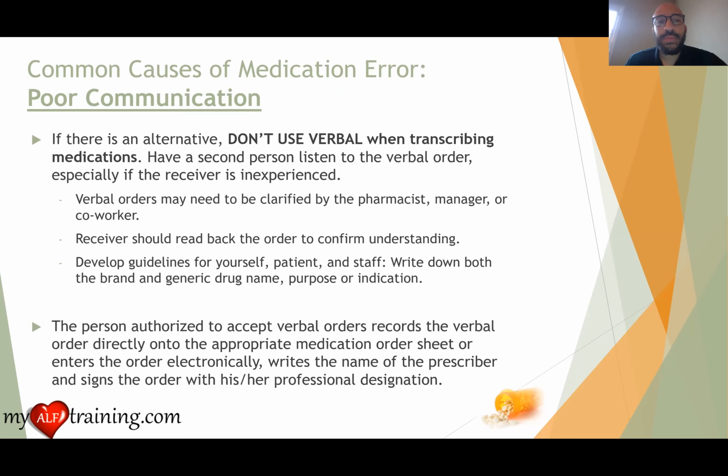I titled the slide Poor Communication. So if there is an alternative, don't use verbal. Don't take verbal orders when transcribing medications. When taking an order or writing something down, or if the patient you're admitting tells you, "Oh, I take Novolin, I take Novolog," don't write it down. Just say, "Oh, can you spell that for me?" Or "Can you write that name down for me?" Because while they're writing it down, they may see that, oh wait, I'm saying Novolog, but I mean Novolin. It's happened before.